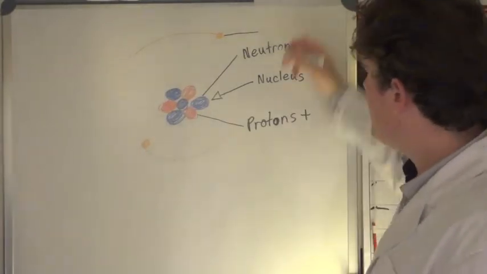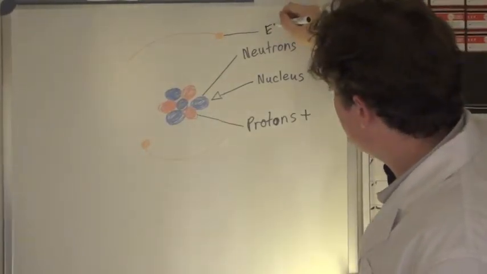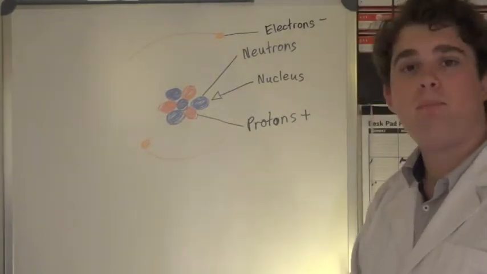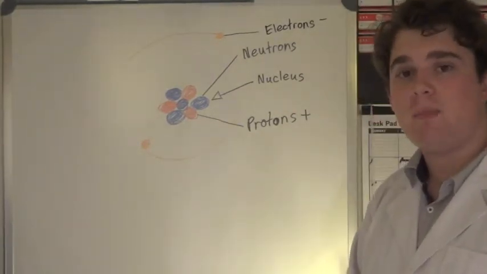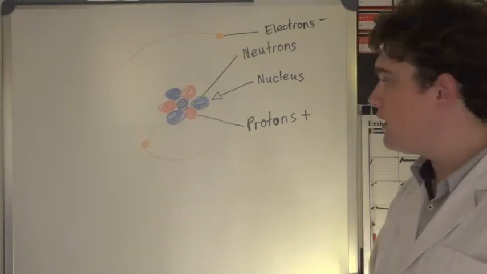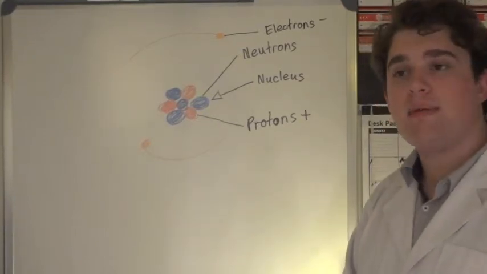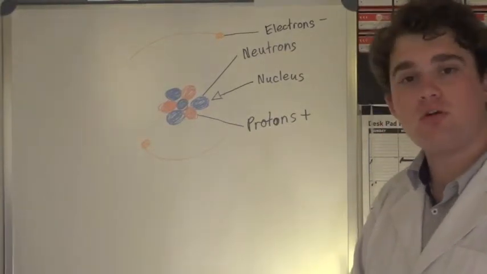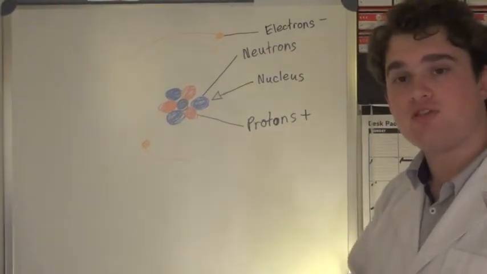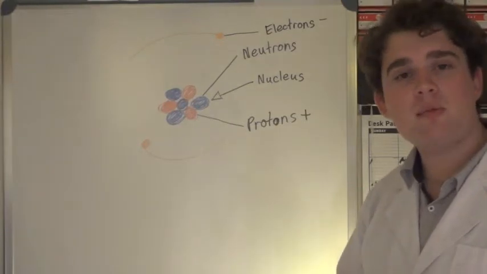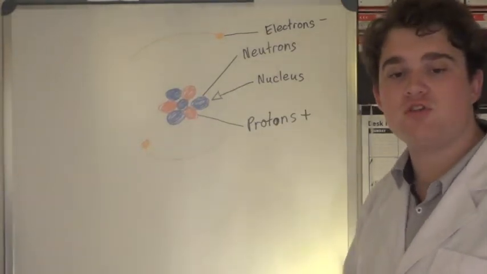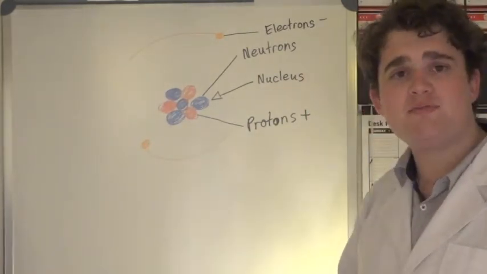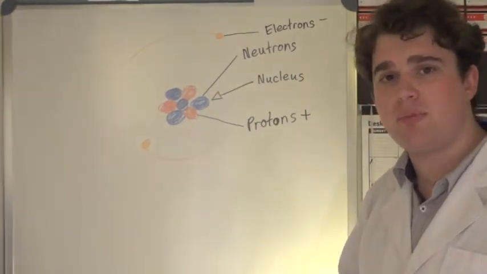Orbiting the nucleus are the electrons, which have a negative charge and are much, much less massive than the nucleus. One proton weighs about 1,800 times what an electron weighs. So the majority of the mass of the atom happens in the nucleus. Chemistry, as a general rule, is concerned with the juggling about and movement of these electrons. It's basically accounting for subatomic particles.